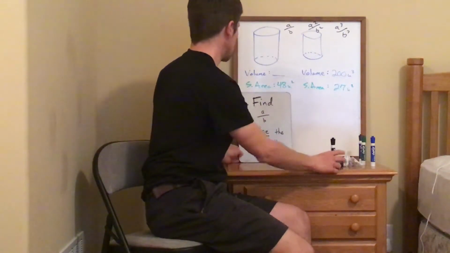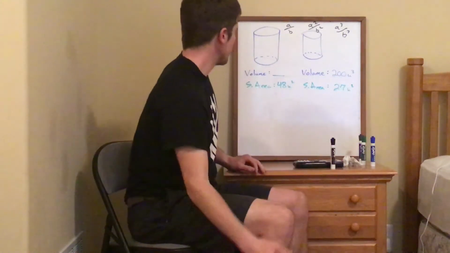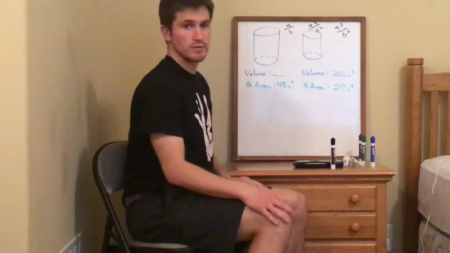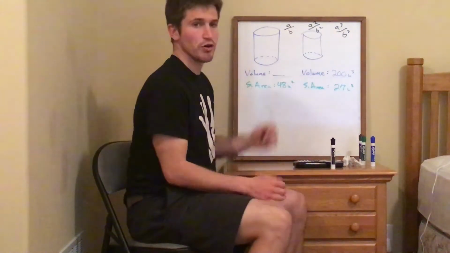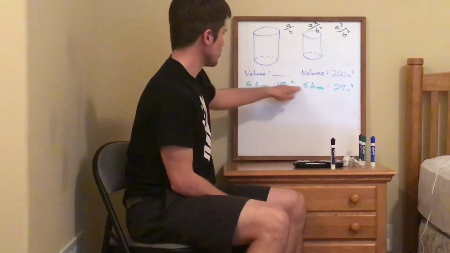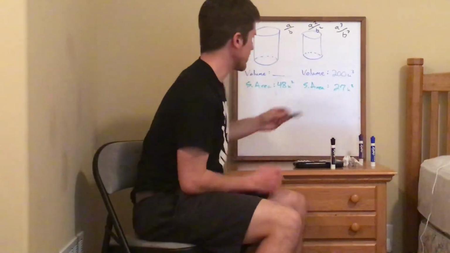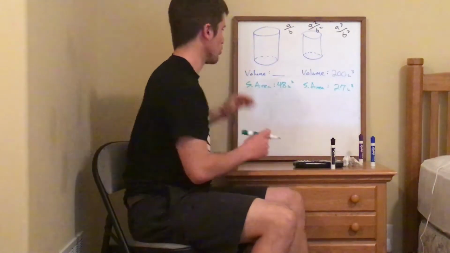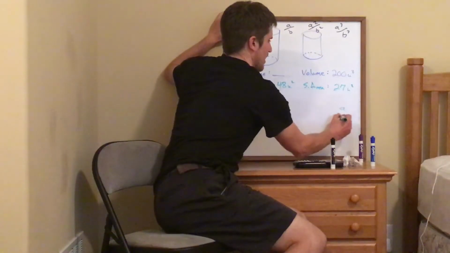Let's take a look. You were given both surface areas. You were not given both volumes. So let's take a look at the surface areas and see what we get. Remember, our first goal is to figure out what is A over B.